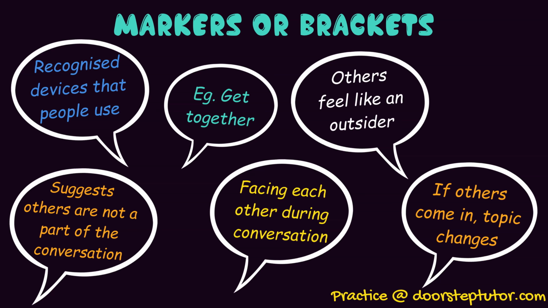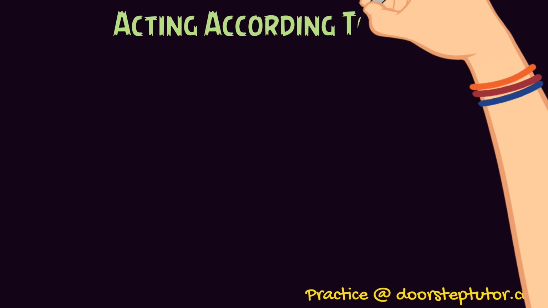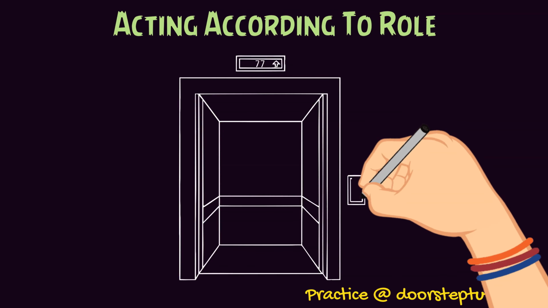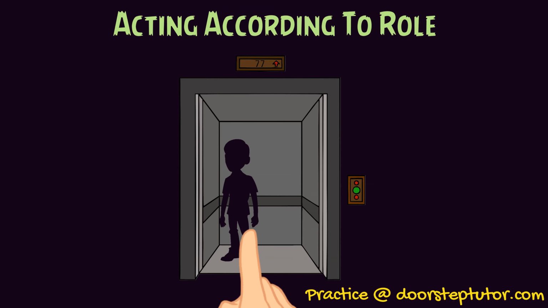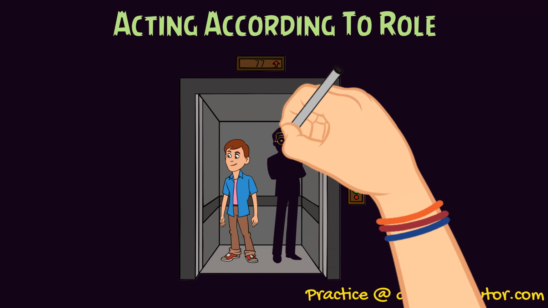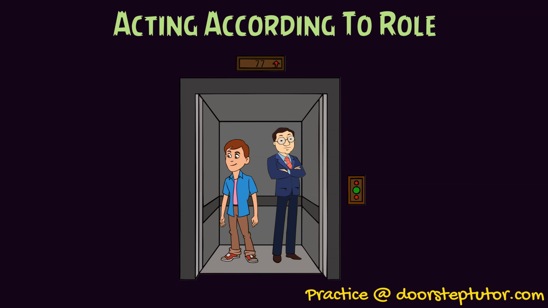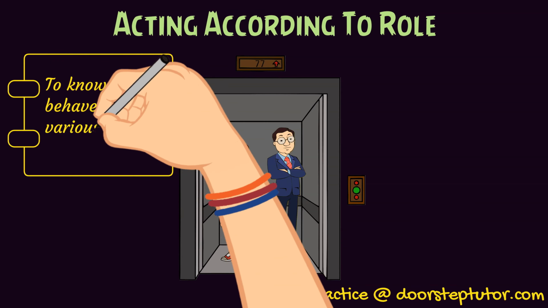Coming to the next concept, acting according to the role. You must have noticed in the contemporary society we live in today, if you're living in an apartment and you enter the lift, even when you see your neighbor, you will not try to indulge in a conversation. You may just give a smile or a greeting, but you will not try to be directly involved. Why? Because we know that our role in the lift, in the escalator, in elevators, in public settings, in airplanes, is not to get engaged in conversation. We know how to behave in various settings and contexts.